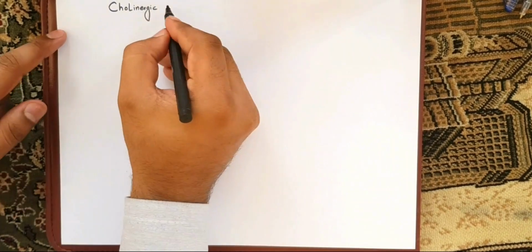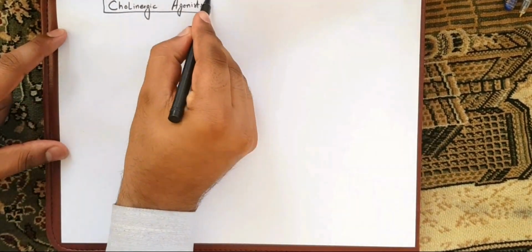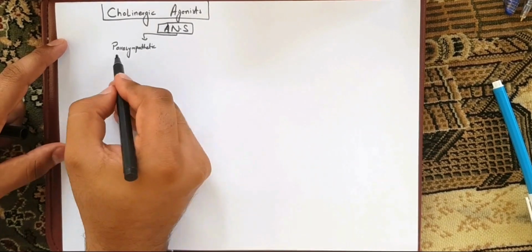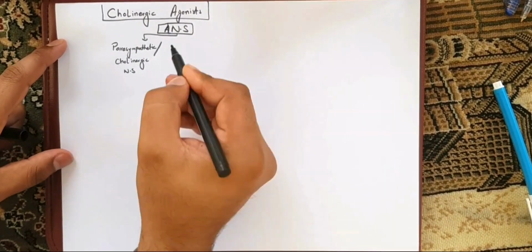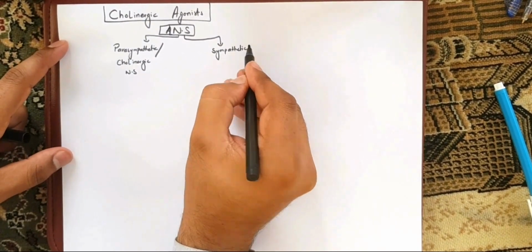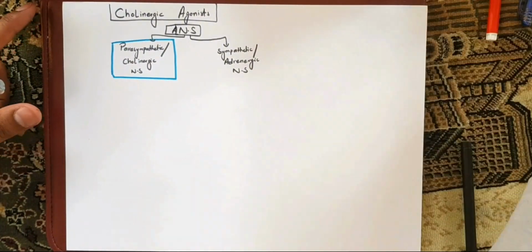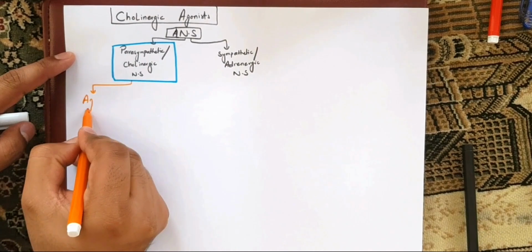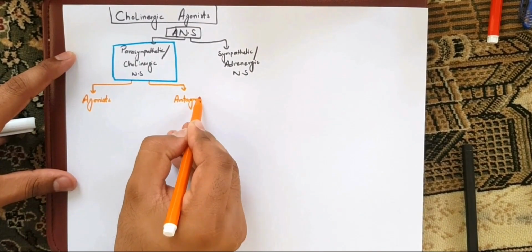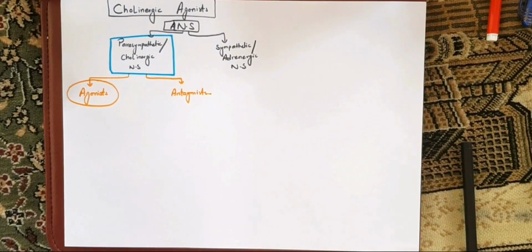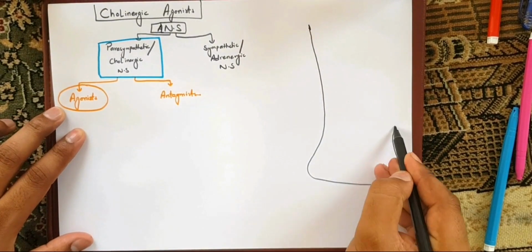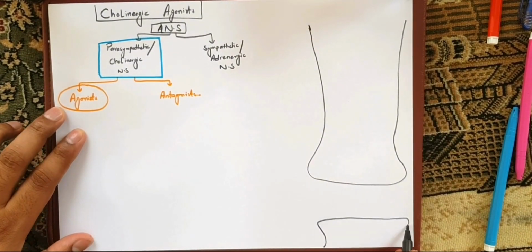In today's lecture, we are going to study about cholinergic agonists. In the previous lecture, we studied about the two main divisions of the autonomic nervous system, the parasympathetic and the sympathetic nervous system. For today, we will only study about the parasympathetic or cholinergic agonists. But before that, we have to learn about how a cholinergic neuron works.